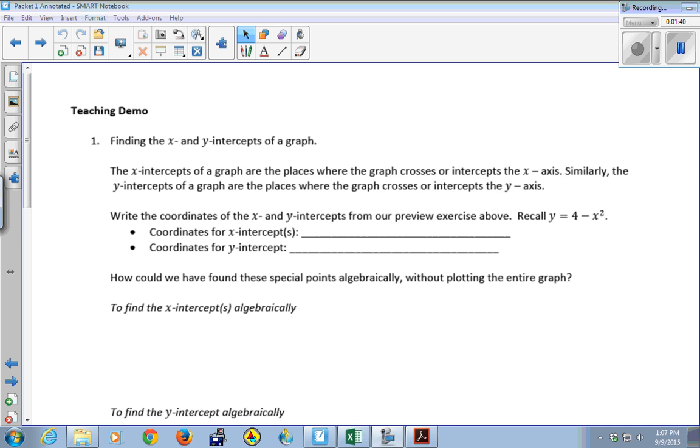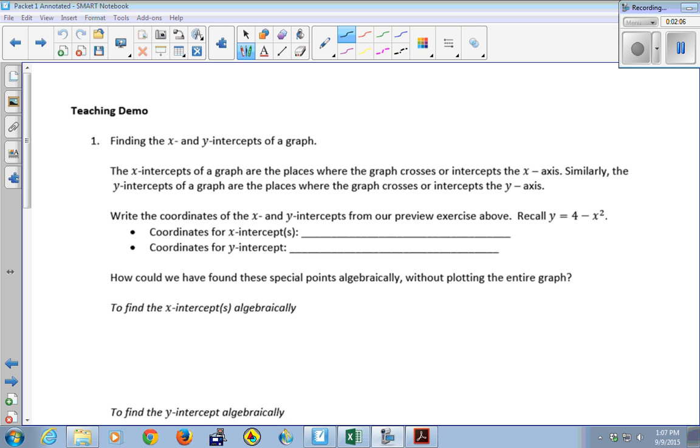Okay, so today we're talking all about graphing, right? So we're going to first talk about finding x and y intercepts of a graph. So the x-intercepts of a graph are the places where the graph crosses or intercepts the x-axis. And similarly, the y-intercepts are the place where the graph crosses or intercepts the y-axis.